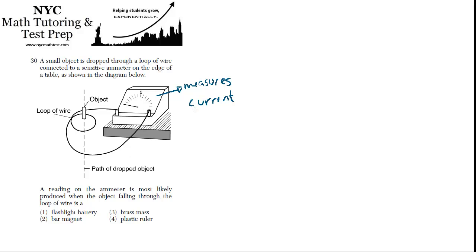So what principle is being illustrated here? What they're really testing for, what they're asking you to know about, is induction. Induction is this idea that we can induce a current to flow through these wires by the interaction between an electric field and a magnetic field. And I'm kind of giving away the answer. The best choice for this problem is a bar magnet. Let's talk about why that is.